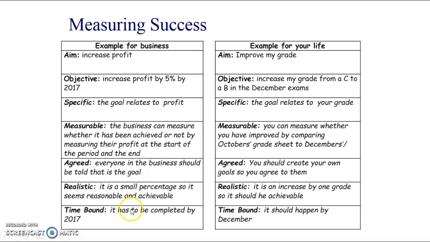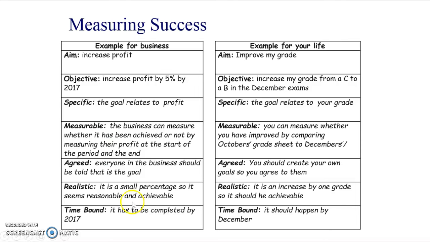So here's an example for businesses. They might have an aim of increasing profit, as I said before at the beginning of the presentation, but the objective has to be a lot more specific than that. So they might say that they want to increase profit by 5% by 2017. So it's very specific. The goal relates to profit. That's the thing that we're going to be measuring. We can measure whether you've increased it by 5% by looking at 2016's results and 2017, or whenever you started measuring it. Everyone in the business should be told that's the goal so they can work towards it.